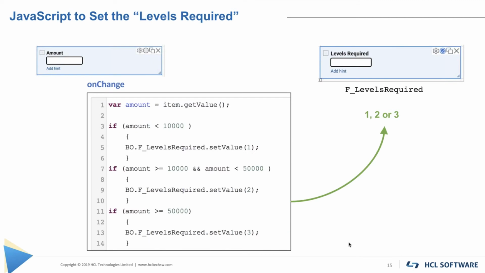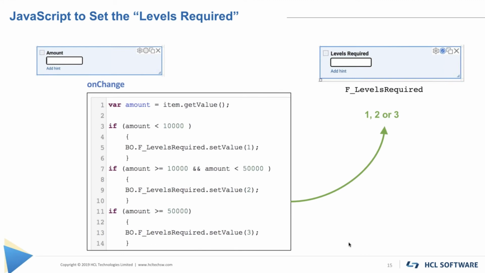And the way I'm figuring out how many levels are required is I have a little bit of JavaScript on the amount field, and it's just a simple test. If it's less than 10,000, well, then it's 1. If it's between 10,000 and 50,000, then it's 2. Greater than 50,000, then it's 3.